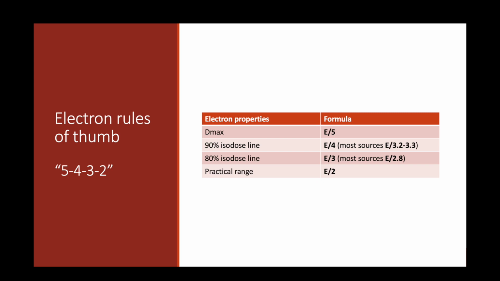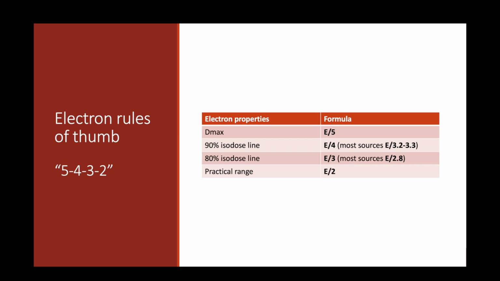The 80% isodose line, I think, is not as clinically relevant because we're not typically prescribing to the 80% isodose line, but it can come up on tests. So again, the mnemonic is energy over 3, but most sources actually use energy divided by 2.8. So if we are asked, what is the 80% isodose line, like within what depth is going to get 80% of the coverage? It's 9 divided by 2.8, which is around 3.2. And so 3.2 centimeters is the answer.